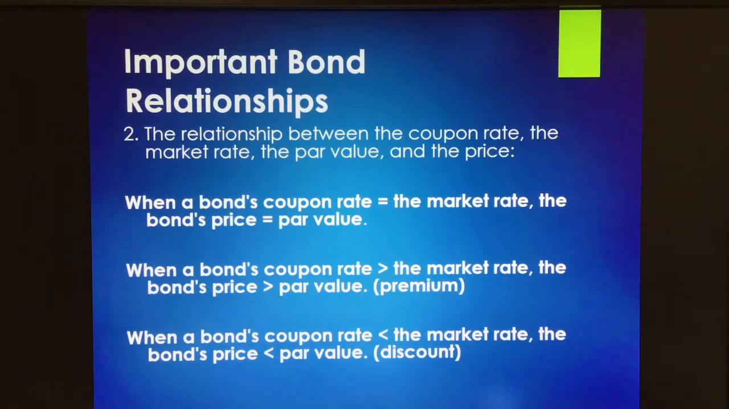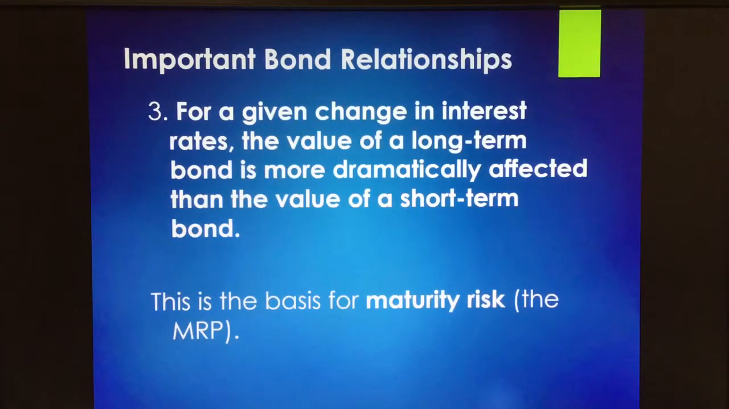So there they are, stated together. Number 3, for a given change in interest rates, the value of long-term bonds will be more dramatically affected than the value of short-term bonds. This is the basis of what's called maturity risk, which is one of those elements in the risk premium from Chapter 10. This maturity risk is sometimes referred to as interest rate risk.